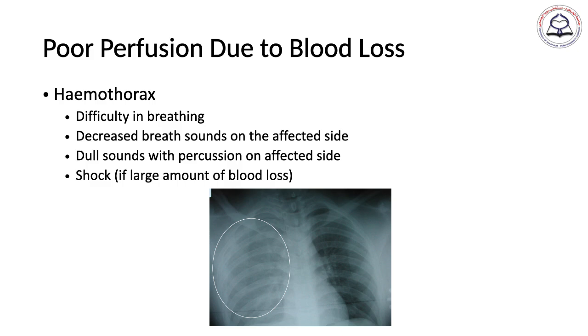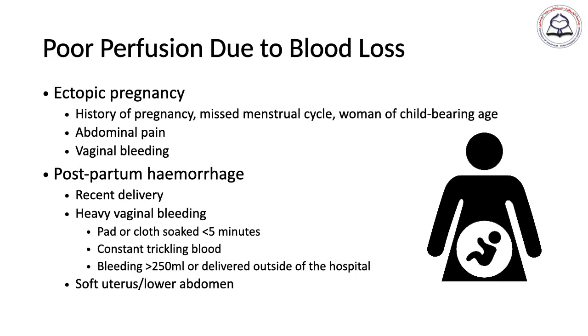This patient can have difficulty in breathing, plus you will find dull percussion note and reduced breath sound on the affected side, and they can have features of shock. Poor perfusion due to blood loss in childbearing age ladies with history of pregnancy or missed cycle with abdominal pain and vaginal bleeding. This could be a ruptured ectopic.